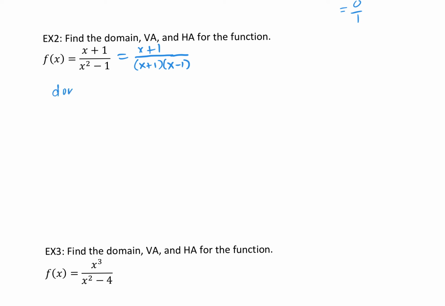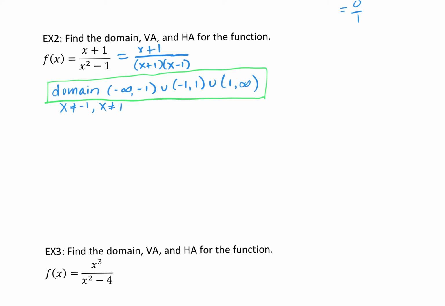So our domain, we're looking at the denominator, and I note that x cannot be equal to -1, x cannot be equal to 1, or else my function will have 0 in the denominator. Domain's going to be negative infinity to negative 1, union negative 1 to positive 1, union 1 to infinity. Found my domain.